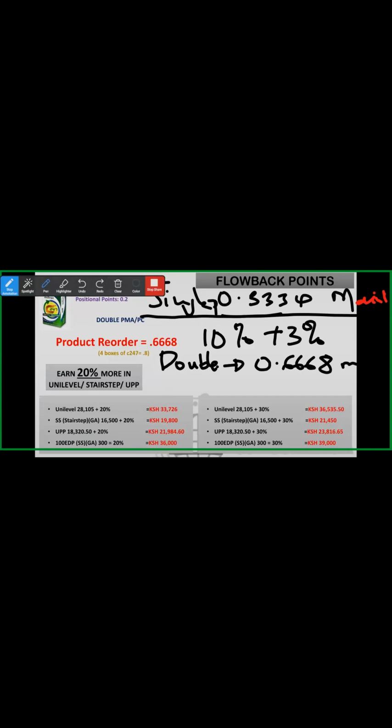When the moment you do double PMA, those are 4 boxes of C24/7. Those are 4 boxes. Because it is double, you will earn 20% more in Unilevel, stair step, and UPP. So itakuwa 10% plus an additional 20. Viongozi, sijui kama mnaona vile system iko na pesa mingi. Plus an additional 20%. Sawa sawa.